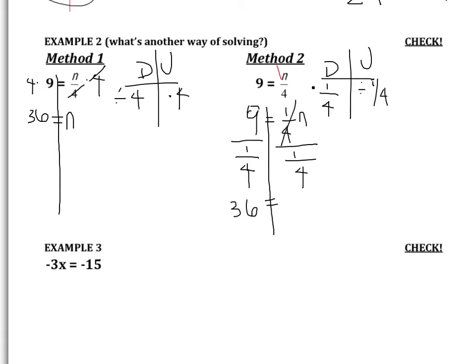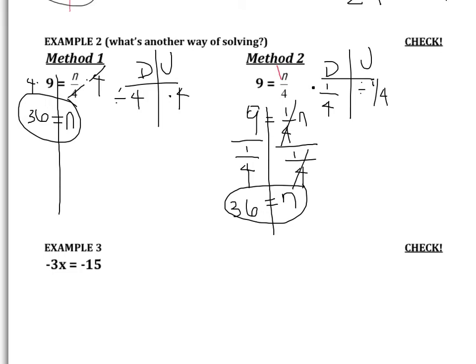These 1/4 are going to cancel out, and I'm left with n. Now, notice I just got that n equals 36 both ways. It didn't matter whether I had n divided by 4 and I multiplied both sides by 4, or if I pull the 1/4 out and I divide it by a fourth. Either way, I got n equals 36. Okay, so in this instance, there are 2 ways of solving this problem.